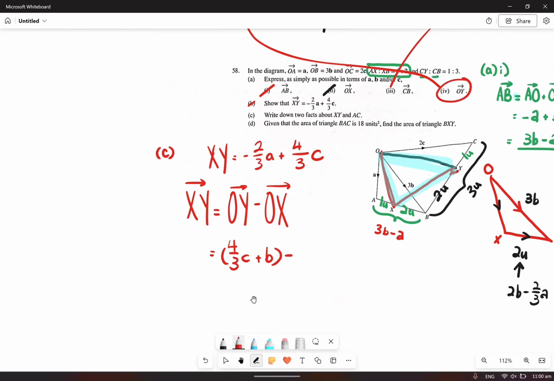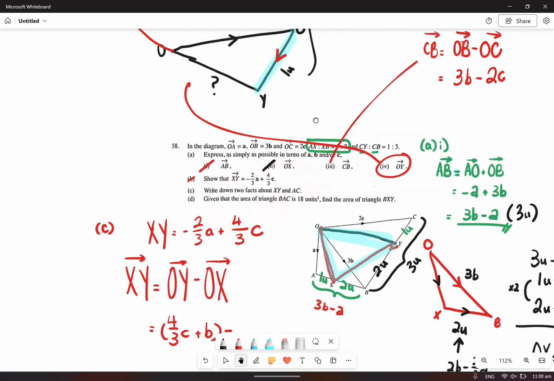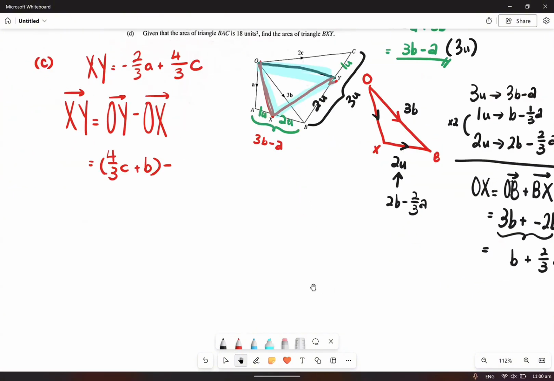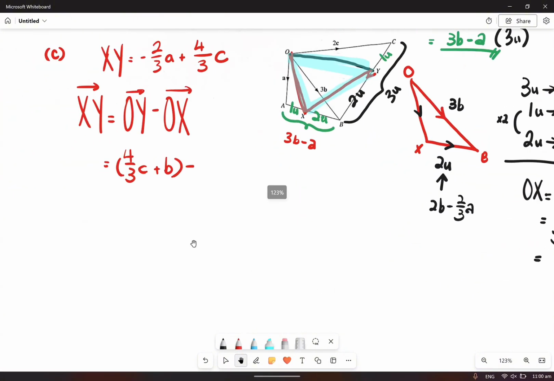Where's OX? OX is which one? OX over here, right? It's B plus 2 over 3A, correct or not? All right, so this part over here is B plus 2 over 3A. Am I making sense or not making sense? Okay, all right, so this is the part that we are going to have.